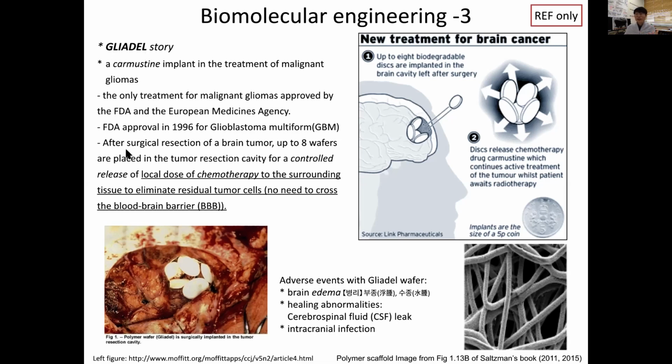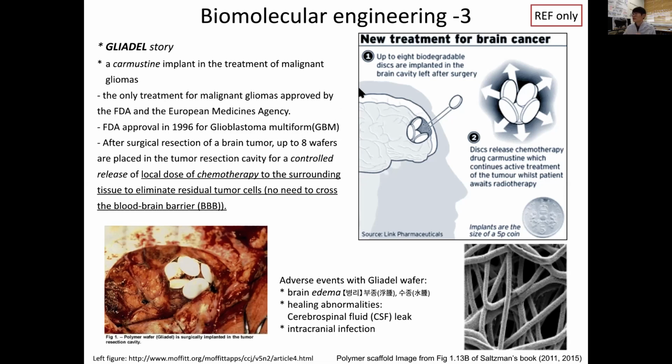So how do we do it? After surgical resection of a brain tumor, up to 8 wafers or discs of these are placed in the tumor resection cavity for a controlled release of a local high dose of chemotherapy drug to the surrounding tissue to eliminate the residual tumor cells. This allows no need to cross the blood-brain barrier through other routes of drug administration.